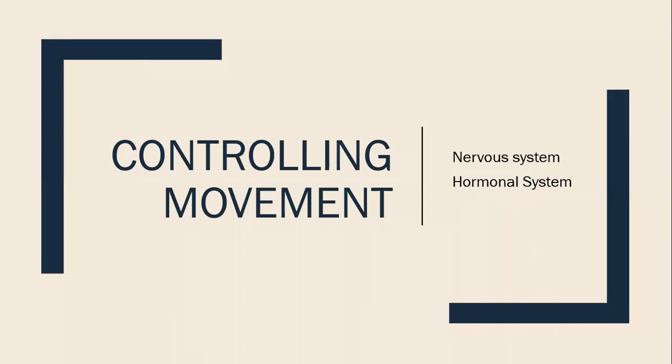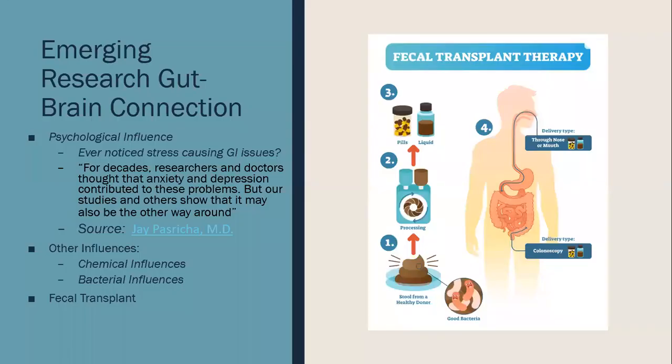Next, we'll take a look at controlling movement, and whenever I say movement, I mean movement of the food or that bolus through the GI tract. We have two divisions here, our nervous system and our hormonal system, and we'll see how they work hand in hand for this process.